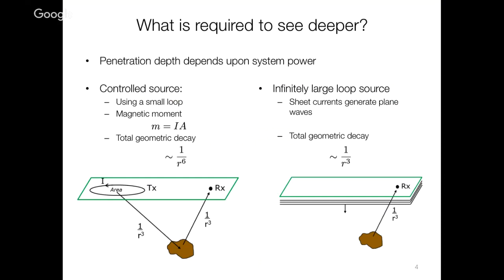For a control source, if we use a loop, then remember the magnetic moment was the current times the area, and we lose 1 over r cubed geometric attenuation this way, and 1 over r cubed back. So that's 1 over r to the 6th. So that's a total geometric decay of 1 over r to the 6th, which is really a big number. Things fall off very, very quickly.